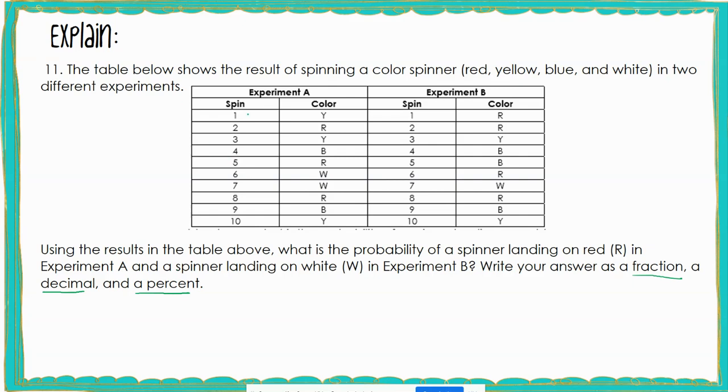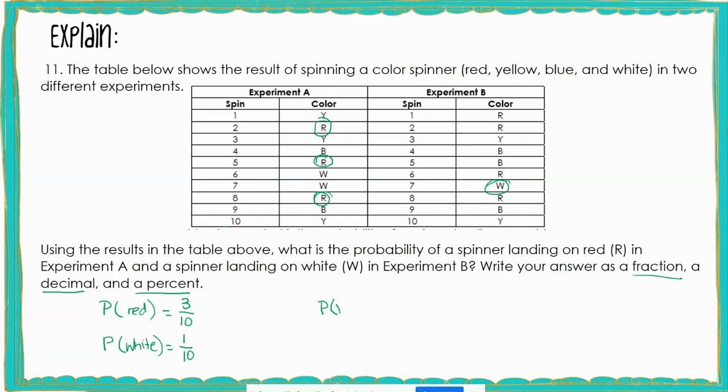Well, when we look at this, we see that experiment A has 10 total experiments, and we want to find the probability of landing on red in experiment A. Well, in experiment A, I had landed on red 1, 2, 3 times. So the probability of landing on red was 3 out of 10, since experiment A had 10 trials. Then I want to know the probability of landing on white in experiment B. Well, for experiment B, we landed on white just 1 time, and that was 1 time out of 10 times.